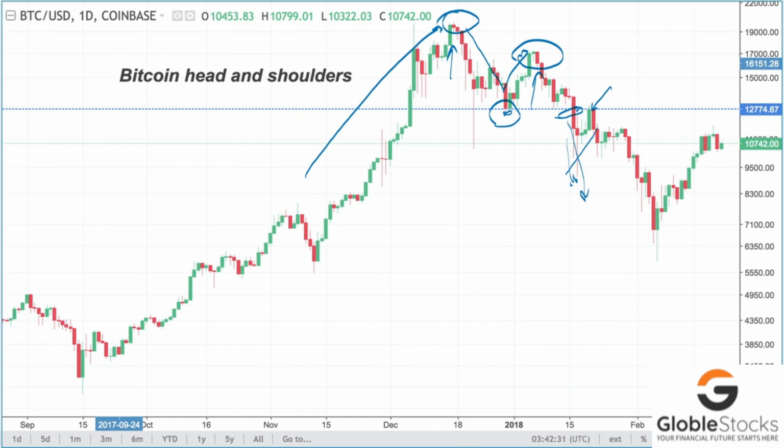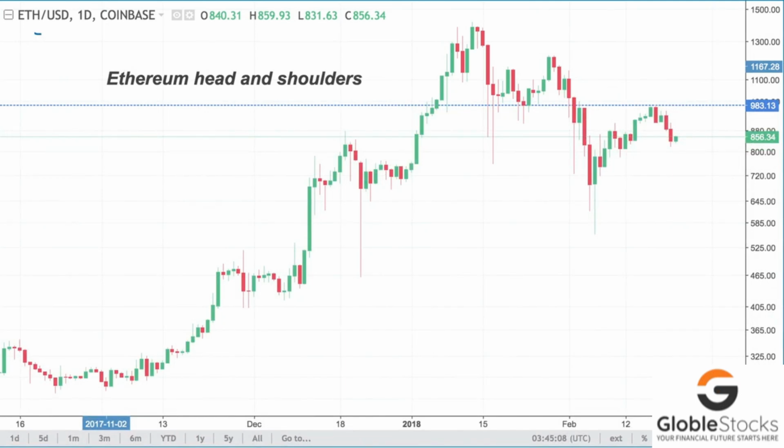Another chart of Ethereum head and shoulders. This is Ethereum versus the US dollar. You've got a one-day time frame for each candle. This is on the Coinbase exchange. And this is the head, and this is the shoulder. And you can see prices drop down here to this neckline. Same thing that we saw in the Bitcoin chart, where when prices finally dropped below the neckline, there was a big flush followed by a rally.